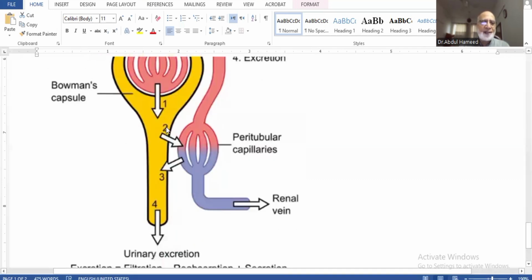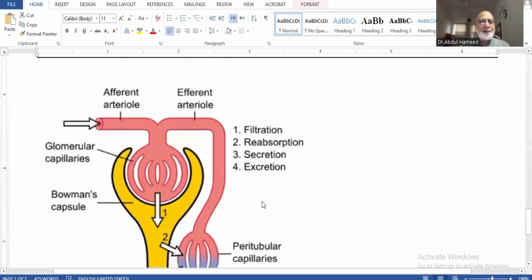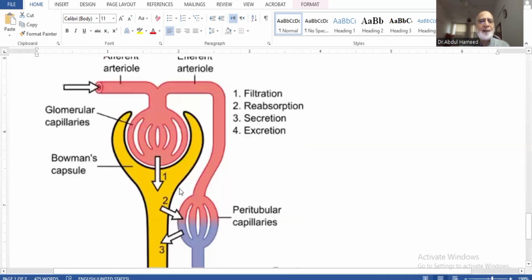So urinary excretion will pass from this urinary tubule to the pelvis area and then the ureter and urinary bladder. So this is the difference and the comparison between the peritubular capillaries and the glomerular capillaries. Hopefully we will be able to tackle all the questions if we have any question in our paper during the MDCAT test.